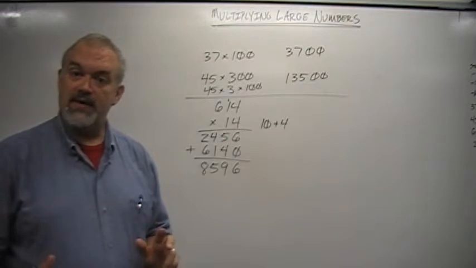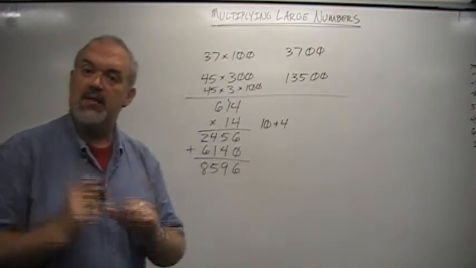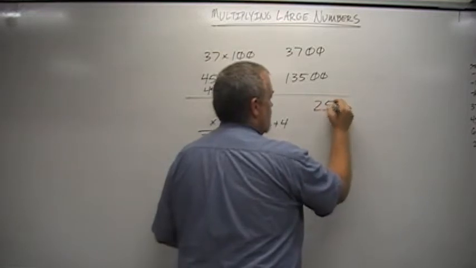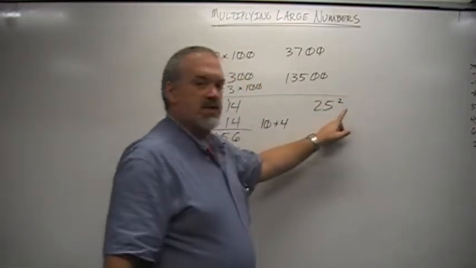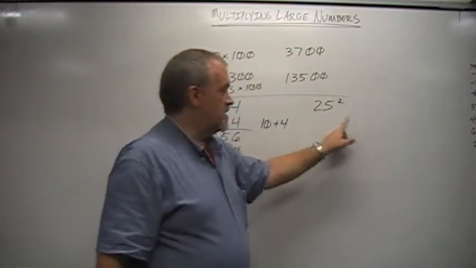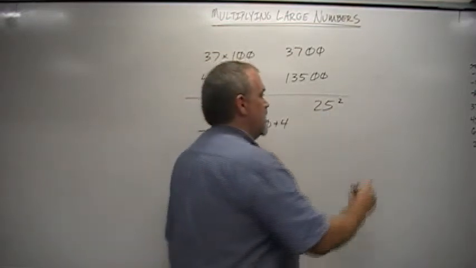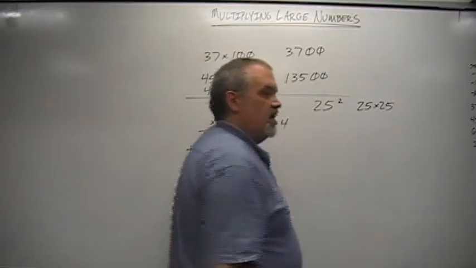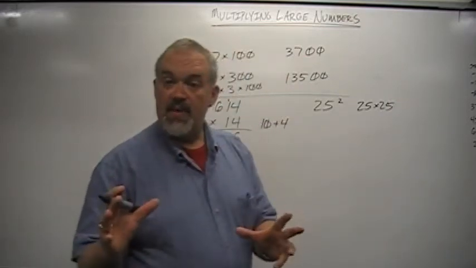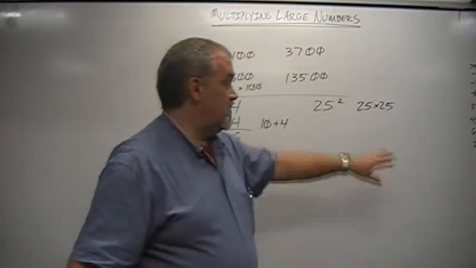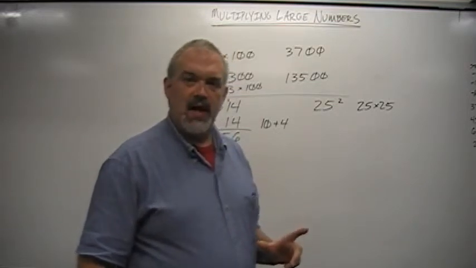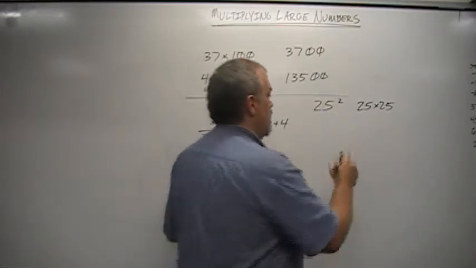I'm going to do another example, but it's going to look just a little bit different, and here's why. Remember, we've previously talked about square numbers. They're the result of when we square something. So this is the same thing as 25 times 25. Now, we've talked about mental strategies that might allow you to do that in your head, but if you're not quite prepared to do that yet, do it as an algorithm.